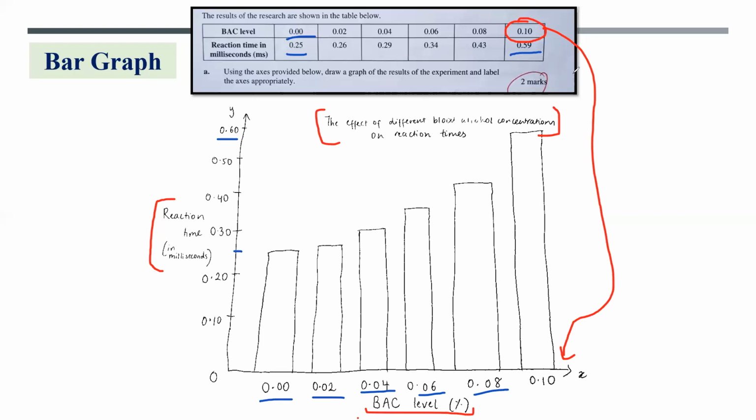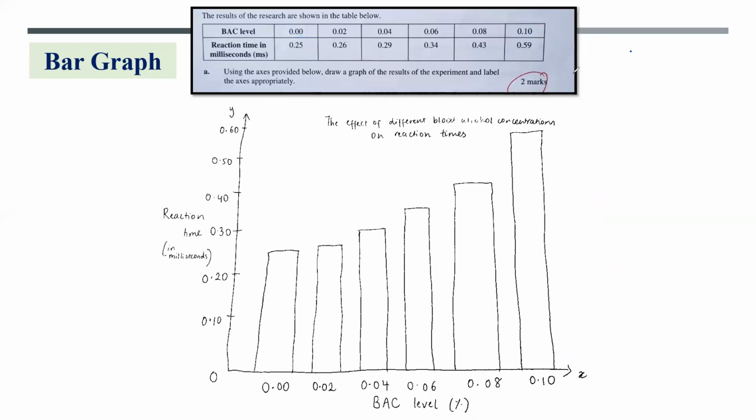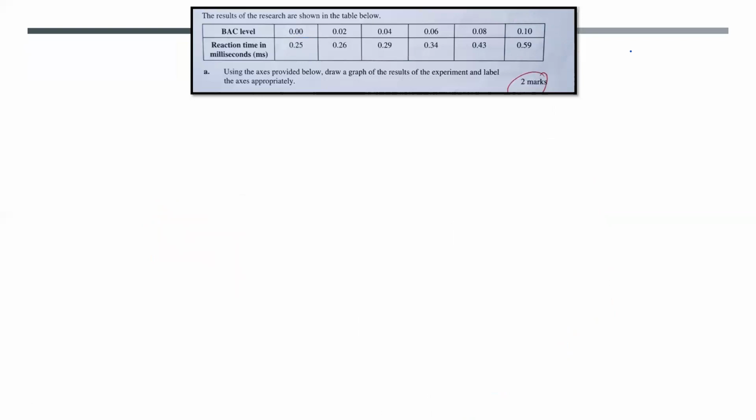The other option for this, the other way that you can do this question and still get it right, is in the form of a line graph, which some of you talked about before. So I'm going to show you now how to do the line graph. Okay, so you go next one. It's the same question. Using the axis provided below, draw a graph of the results. Notice that they haven't specified what type of graph to do.